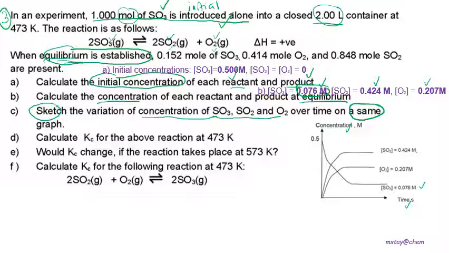So that's why it increases from 0, because initially there is no oxygen and SO2 in the container. Now they also will increase up to one moment. Then the concentration will remain constant, at 0.207 and also 0.424 molar. So after that, we have to draw one more line.